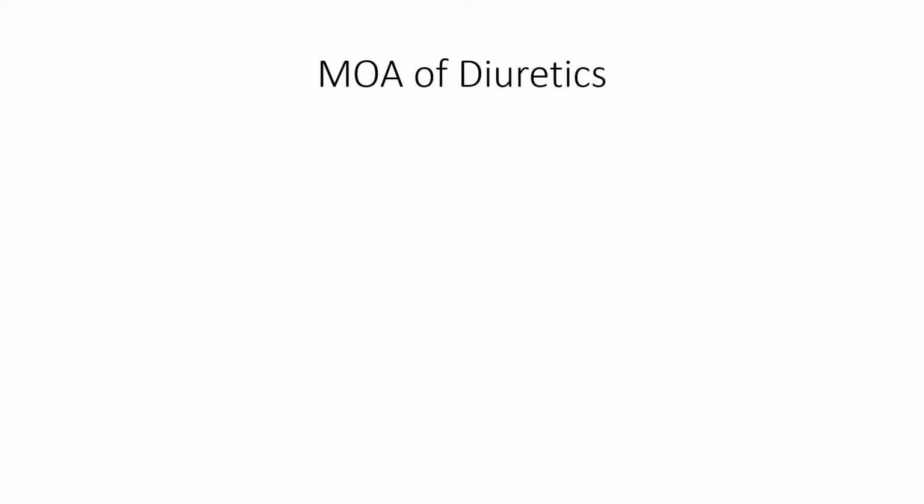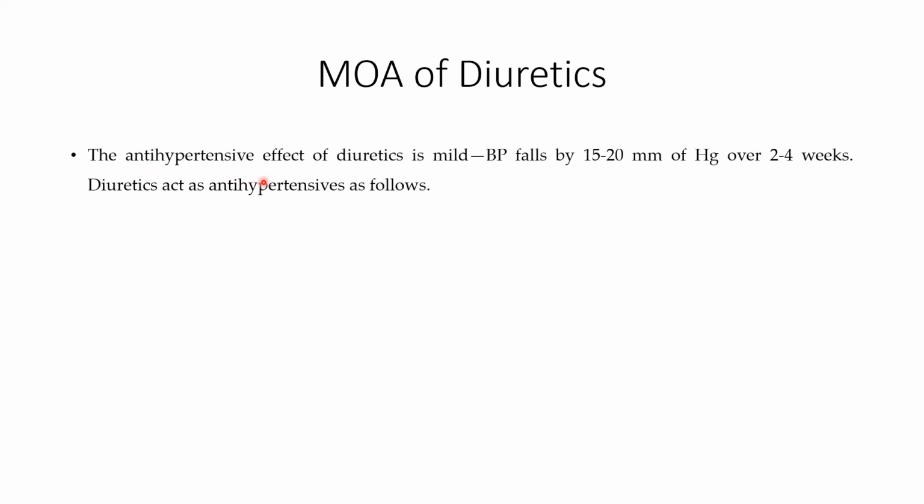So first we'll see the mechanism of action of diuretics. The antihypertensive effect of diuretics is mild. The blood pressure falls by 15 to 20 mmHg over a period of 2 to 4 weeks. Diuretics act as antihypertensives as follows.